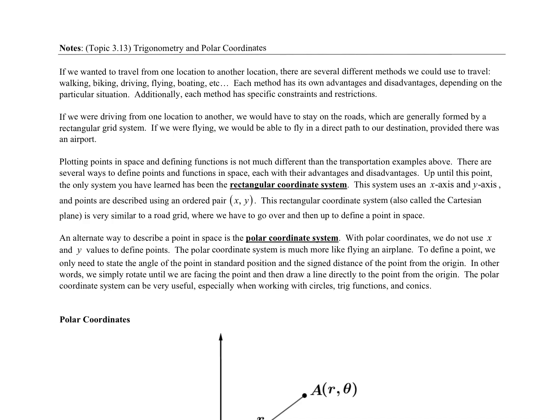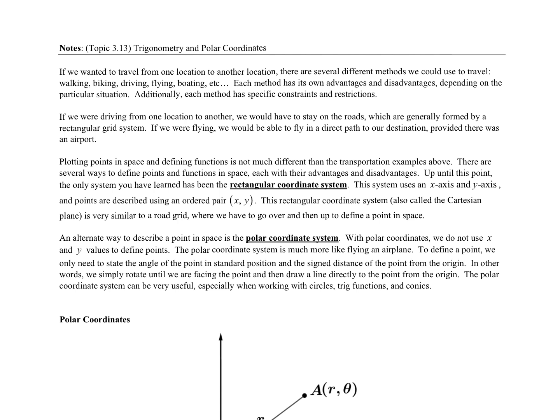Here we go. If we wanted to travel from one location to another location, there are several different methods we could use to travel. Walking, biking, driving, flying, boating, etc. Each method has its own advantages and disadvantages depending on the particular situation. Additionally, each method has specific constraints and restrictions.